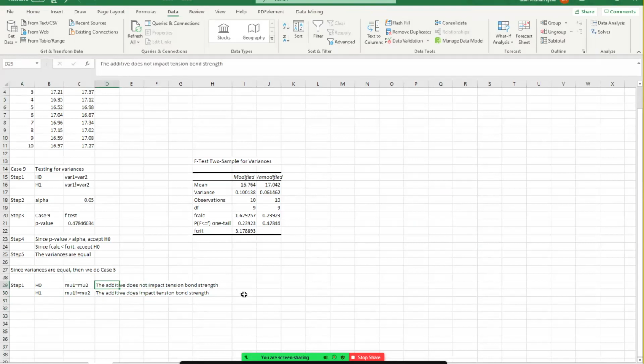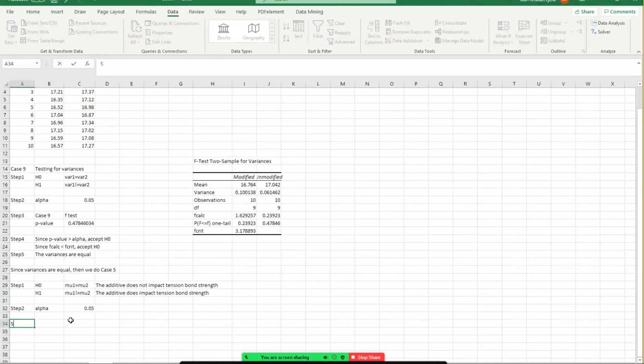You can also make it longer if you want: there is no significant difference between the tension bond strength of the modified versus the unmodified. Then, there is a significant difference. Okay? So let's just simplify: does affect, does not affect, or does impact, does not impact. Okay? Step 2 is alpha equal 0.05.